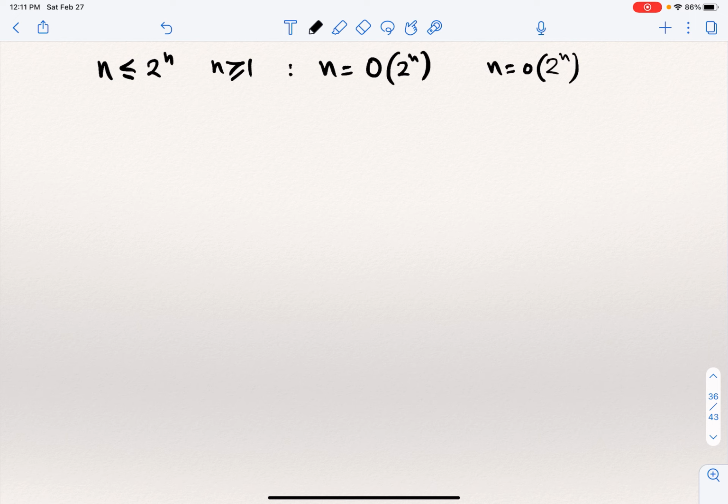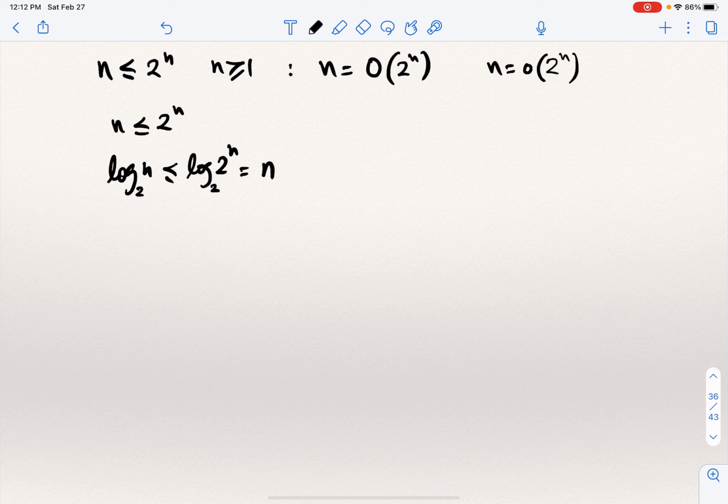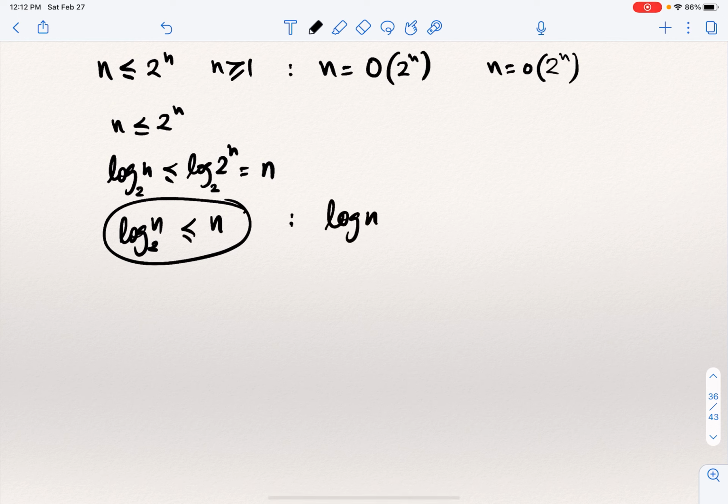Now, if I know n is smaller than 2 to the n, and we know the log function is monotonically increasing, then if I take log of both sides, I will get log n smaller than log 2 to the n. Suppose here I'm talking about base 2. So this is equal to n. So log n to the base 2 is smaller than or equal to n. This is another important result: log n is O of n. Log n grows slower than n.